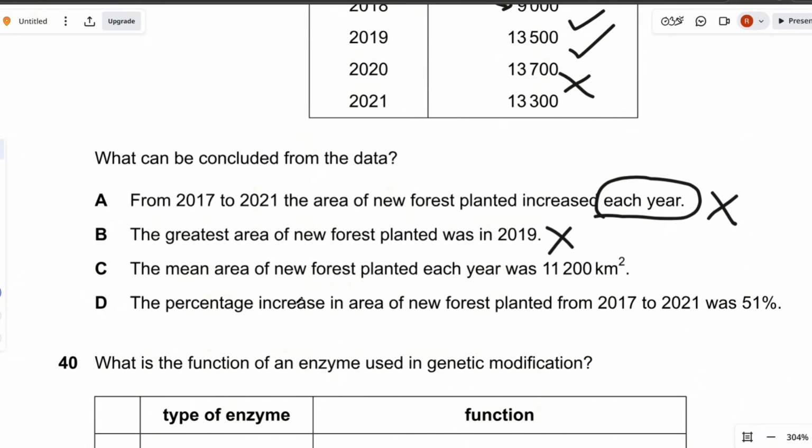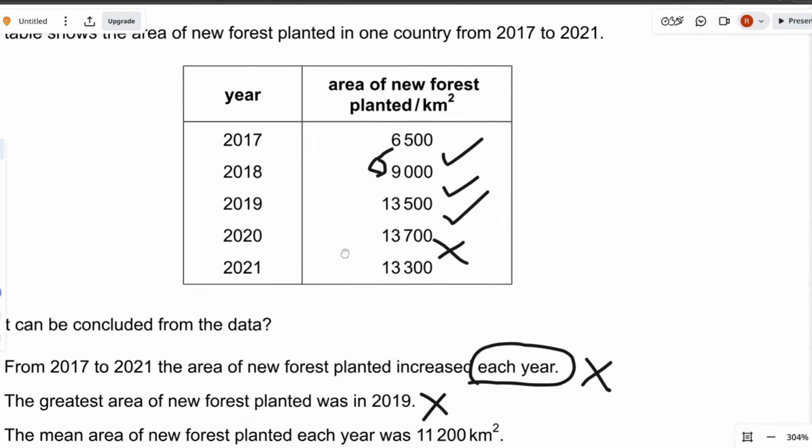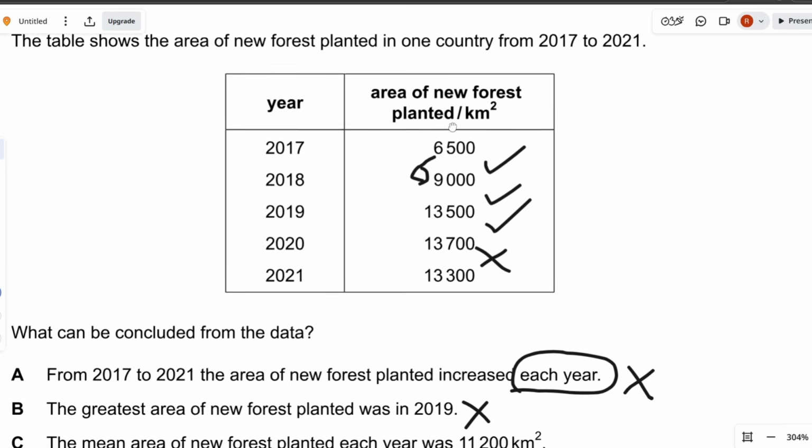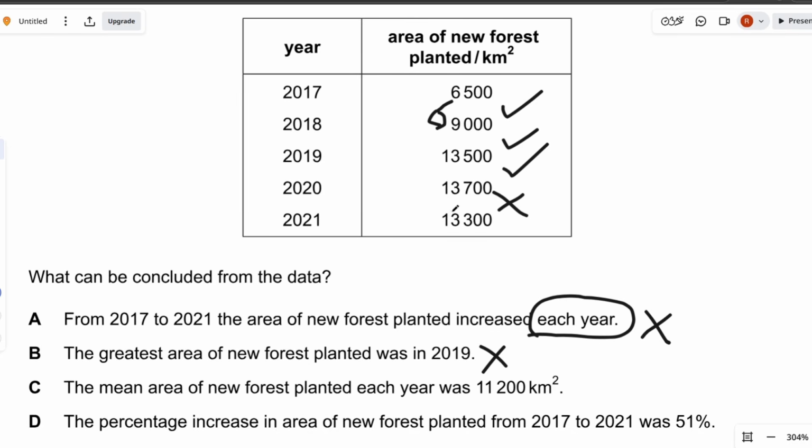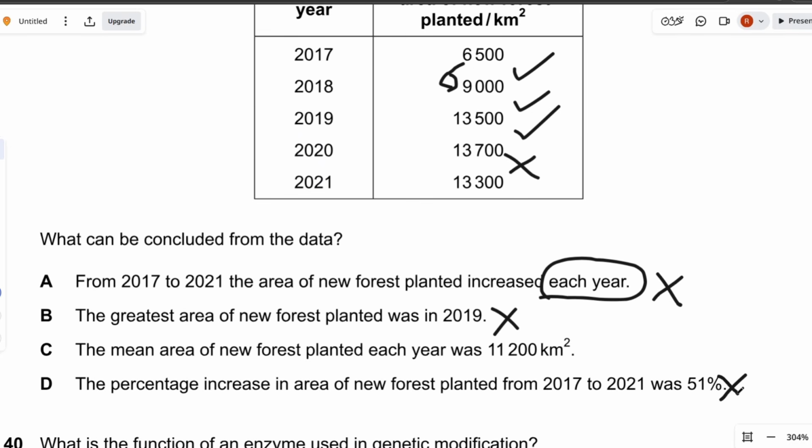The percentage increase in area of new forest planted from 2017 to 2021 was 51%. Let's roughly calculate it. For 6,500, a 50% increase would take it to roughly 10K. It cannot get to 13,300, so no, D is not the correct answer, and therefore C is the correct answer, but let's actually do the math, and let me show you how you calculate the mean.